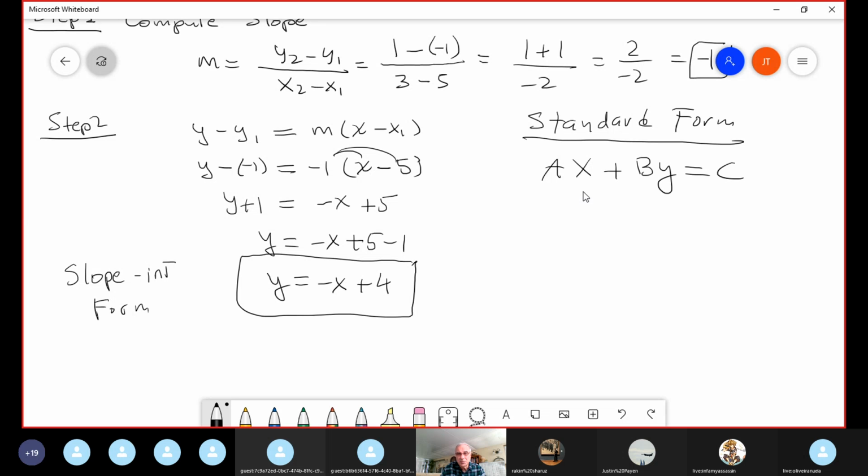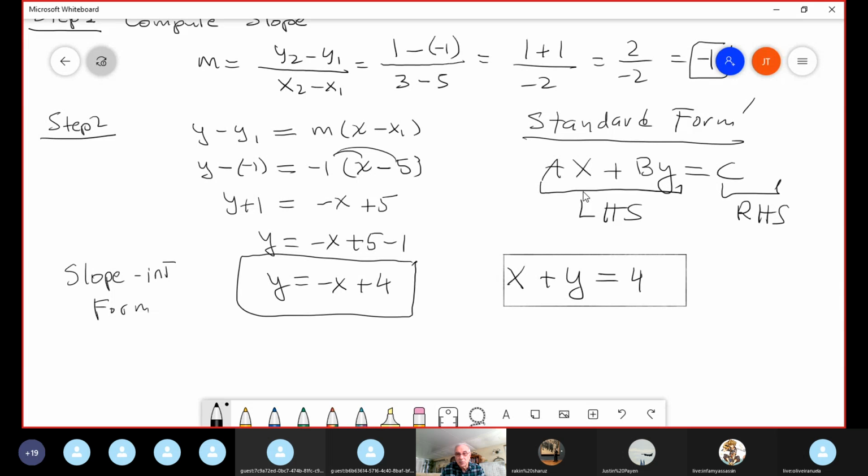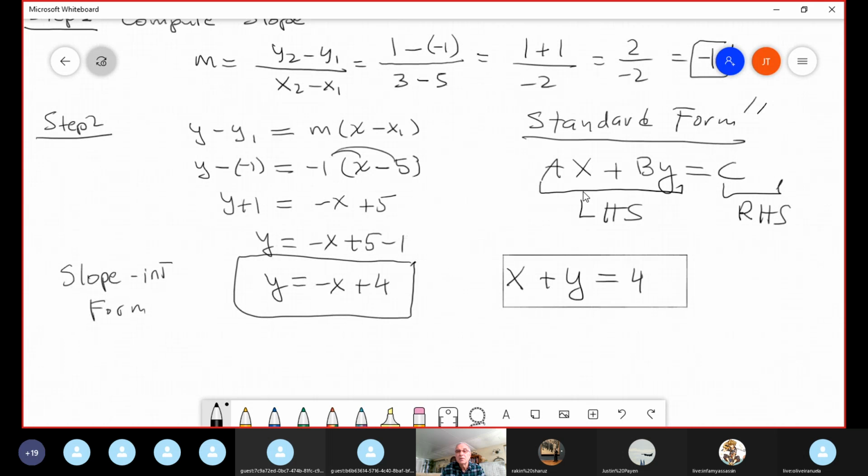The most important thing in standard form is that on the left-hand side, you have two variables in alphabetic order, x first, y second. And on the right-hand side, you have just one number. So it's super easy because you move x to the other side, x plus y equals 4. End of story. This is standard, boom, boom. And this is slope-intercept form. Is it clear or not clear?